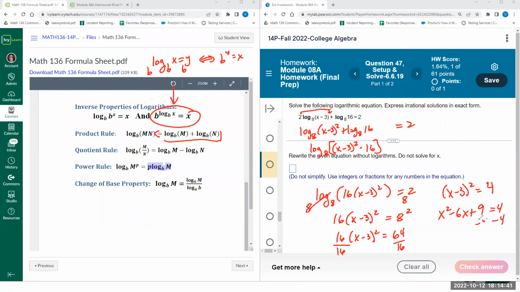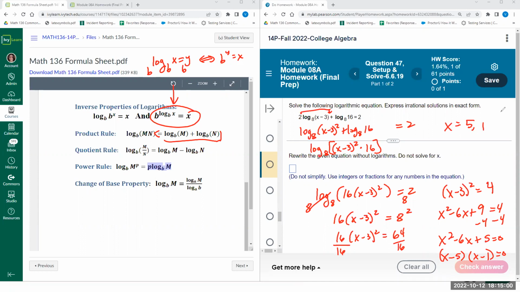And then move the 4 over to get a quadratic equal to 0, factor that back out, and this is going to be, I think, a minus 5 and a minus 1 will work. Those add up to -6, multiply to get positive 5. So I get 5 and 1.